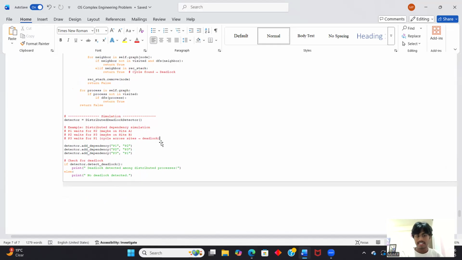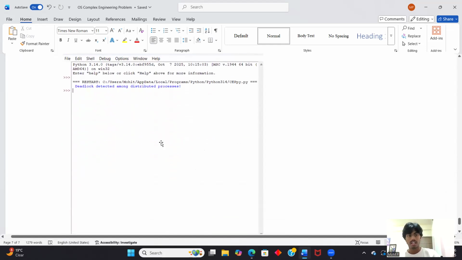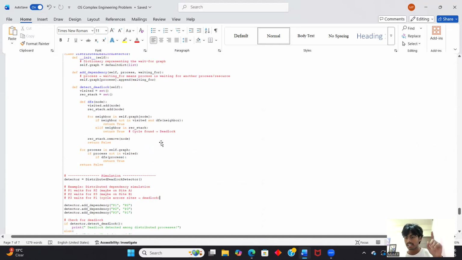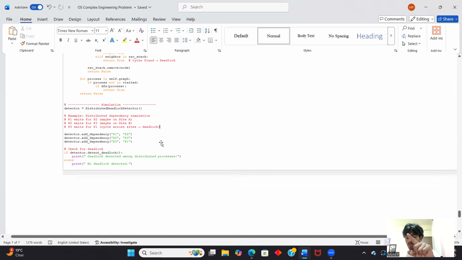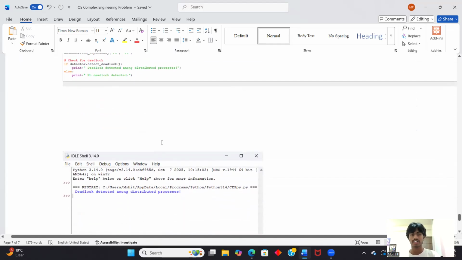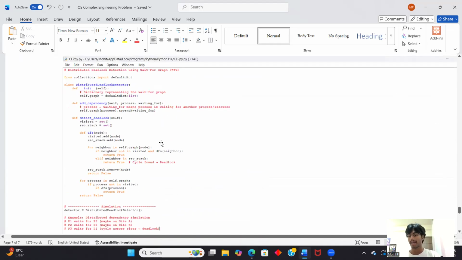If the detector detects deadlock, it prints deadlock detected among distributed processes, else it prints no deadlock detected. So the resulting output should be the first one, deadlock detected among distributed processes, because it is a cycle detection from P1 to P2, P2 to P3, and P3 to P1. That's it. This is a simple deadlock detection code using Python, and the main DFS approach has been used here, using a self graph and neighbors. Thank you.